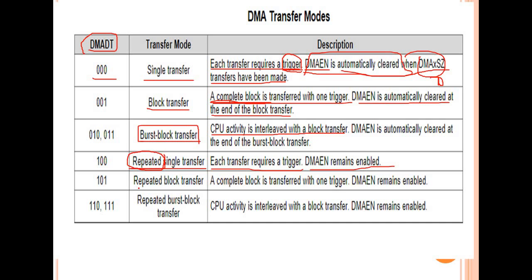And then repeated block transfer. In this, a complete block is transferred with one trigger, and DMA enable remains enabled. Next, repeated burst block transfer. Here CPU activity is interleaved as earlier, but here DMA enable remains enabled. It is not disabled here because the data is transferred repeatedly. This is about the DMA transfer modes.